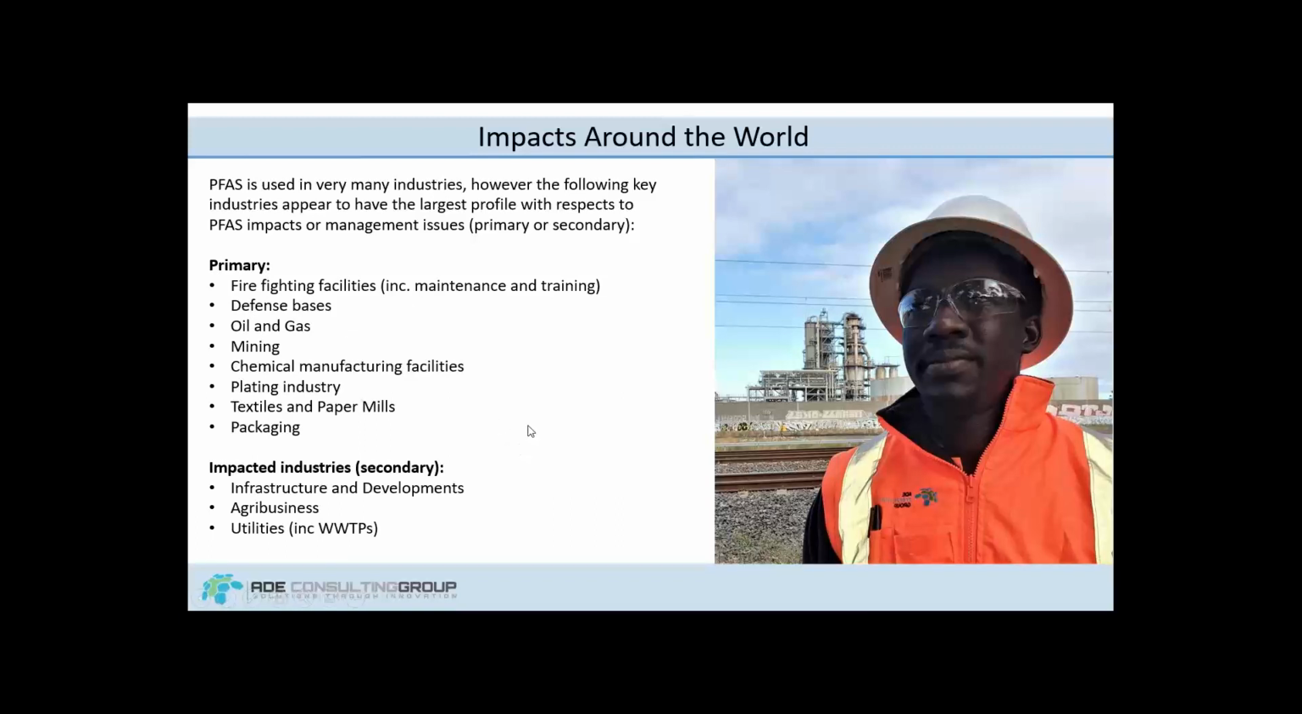There's also another group of impacted industries, and I've actually left one out there, that have secondary impacts, and those include infrastructure and developments, agribusiness, and utilities. So these are industries that essentially have PFAS coming from other primary sources and then have flow-on impacts from that, where they're not necessarily using PFAS themselves.